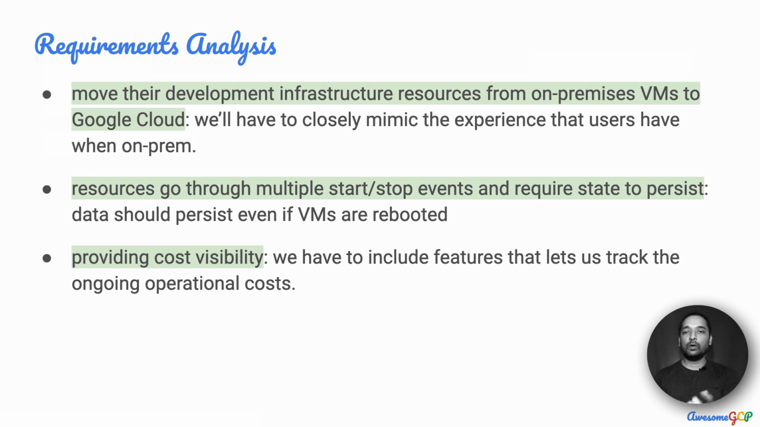We also have to provide cost visibility to the finance team. So we have to include some features that allow us to track the ongoing operational costs. When you're working on a machine on-prem, you've already invested with a higher fixed price cost by acquiring these machines, and you don't really care how often it is used. But on the cloud, we have an opportunity to just pay for what we use. So if we shut down the systems when we're not using them, we could save a lot of cost. So we want to provide that information to the finance team so that they can analyze it.